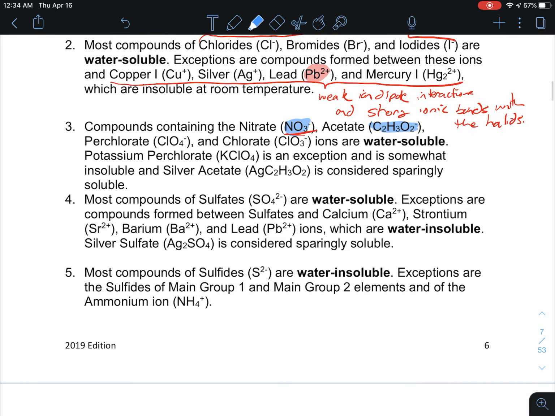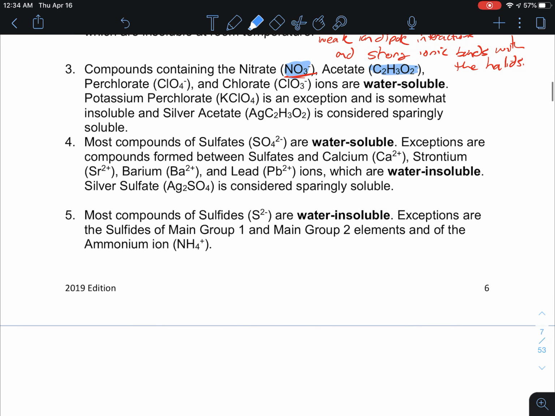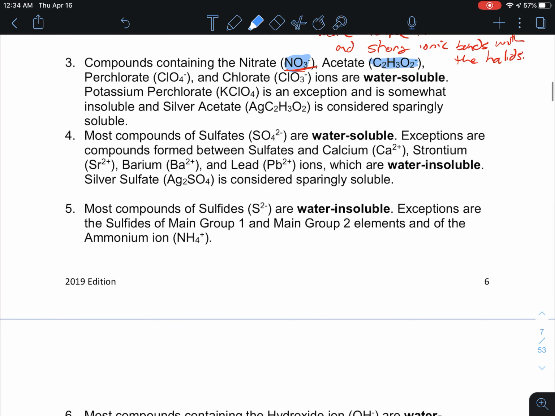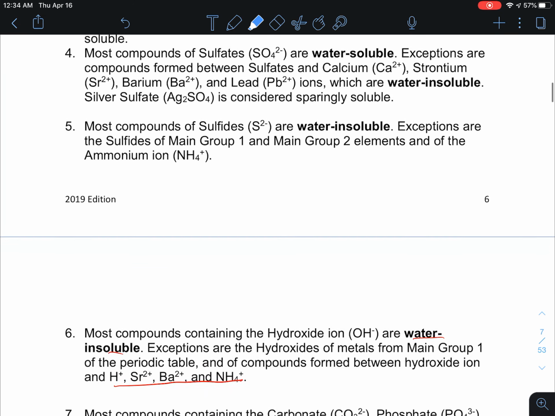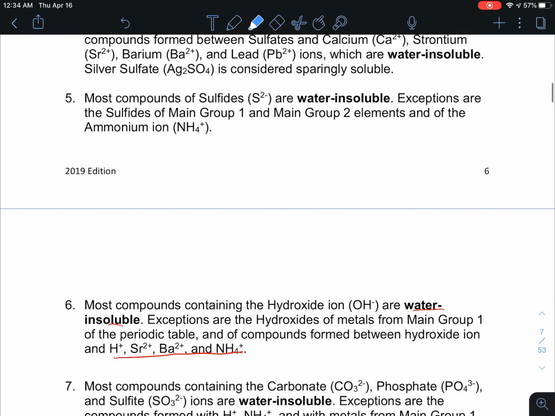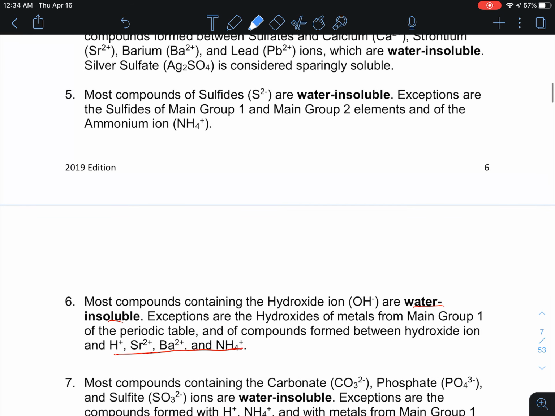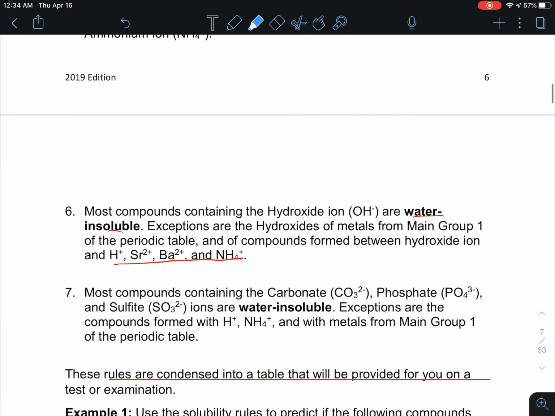You don't need to know the reasons. You can just learn these rules, and these rules are actually even provided for you on the exam in a table of rules. Sulfates are water soluble, again, because they're very large. There are some exceptions. There are some molecules like sulfides, which are water insoluble, and that's more or less because sulfur has a high charge and it's a little bit small for its high charge, so it tends to form pretty strong bonds.